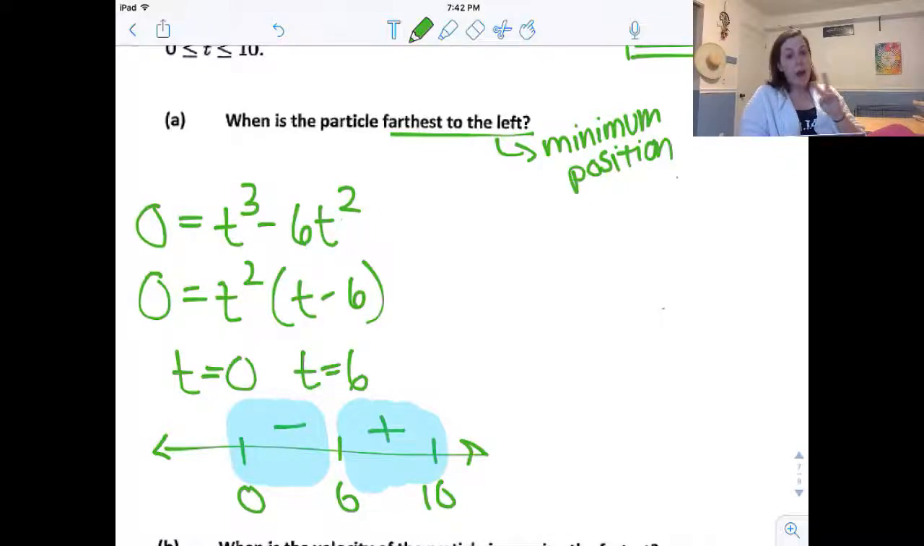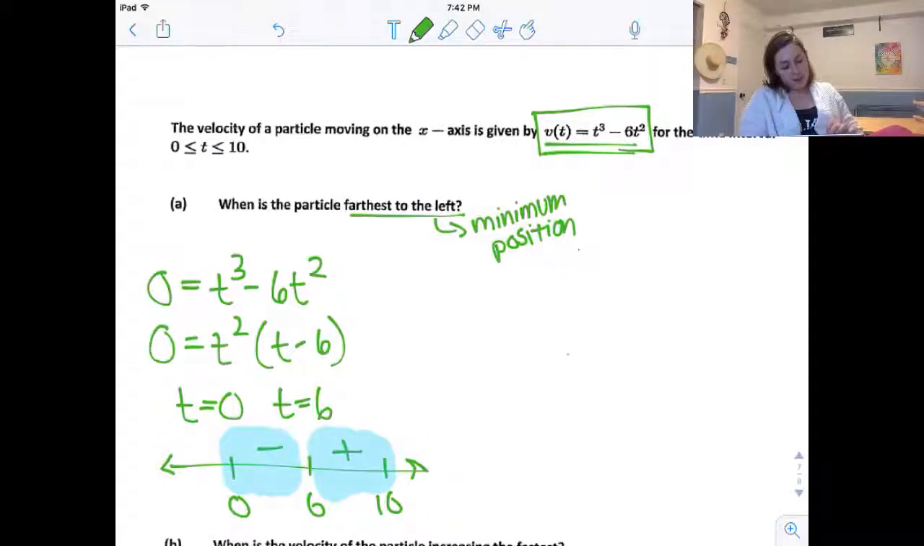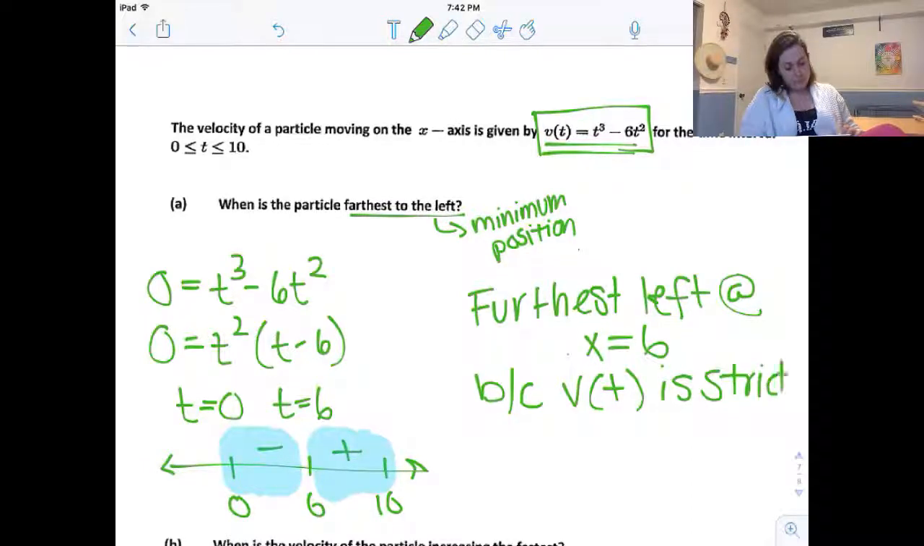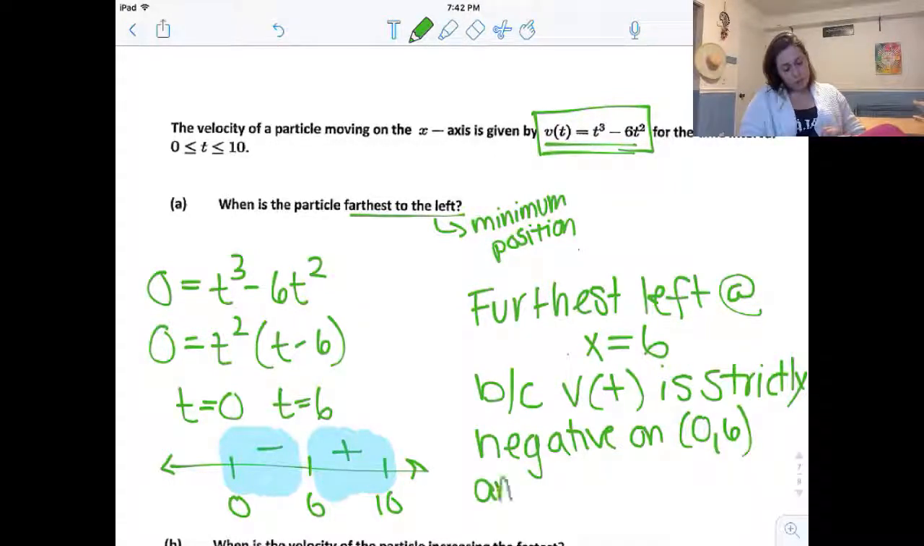So two options. You could either say here it's furthest left at x equals 6. It doesn't ask for explanation here, so you don't need to give it. But what I would say is because v of t is strictly negative on 0 to 6 and strictly positive on 6 to 10.